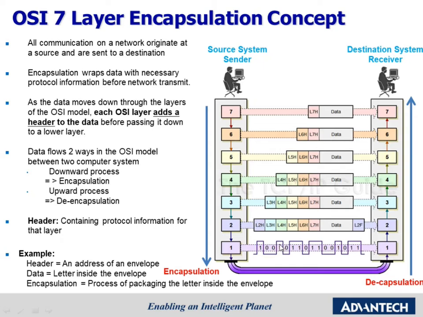Conversely, the data to the receiver will be de-encapsulated layer by layer until it reaches the destination layer. The upward process of the data is called de-encapsulation. When the data moves up to the upper layer, each OSI layer will remove the header from the data. So when the data reaches layer 7, the receiver can get the original data sent from the sender. That's why you will see fewer headers on the top layer.